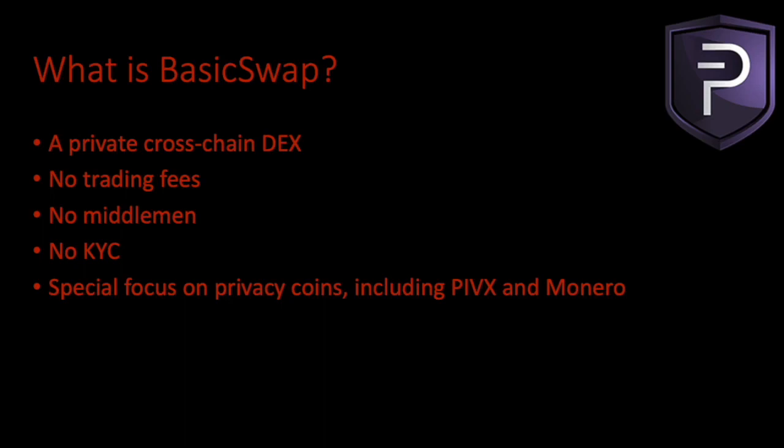That means you can use BasicSwap, for instance, to exchange Bitcoin for PIVX or Bitcoin for Monero. And you can do this while incurring no trading fees at all. The only fees that you pay are the applicable blockchain fees for the coins you're swapping. There's no middlemen, no central liquidity pool, only genuine peer-to-peer trades. No KYC, so trades are anonymous, largely using atomic swaps. And BasicSwap has a special focus on privacy coins, which have traditionally been difficult to exchange.